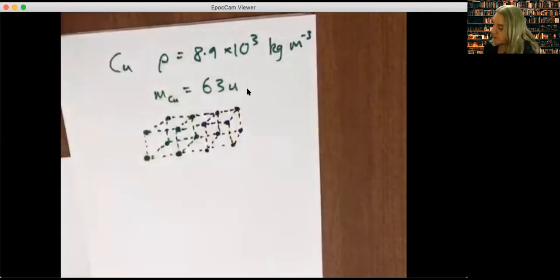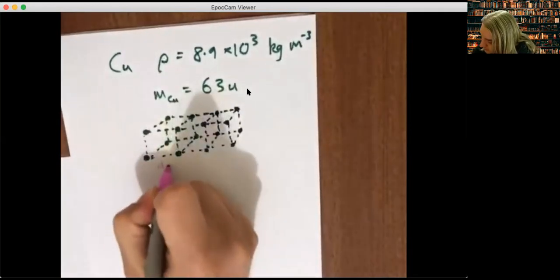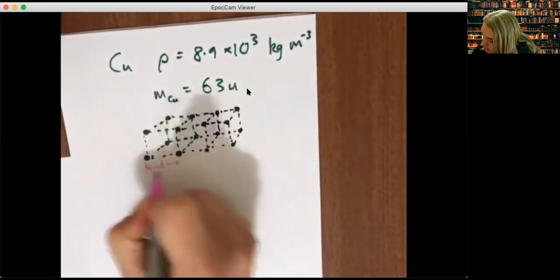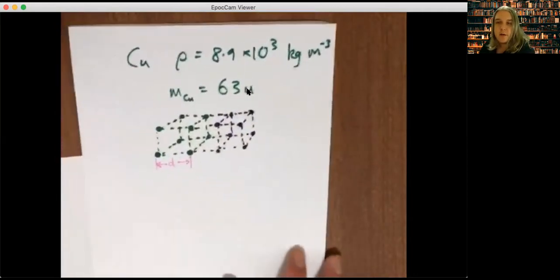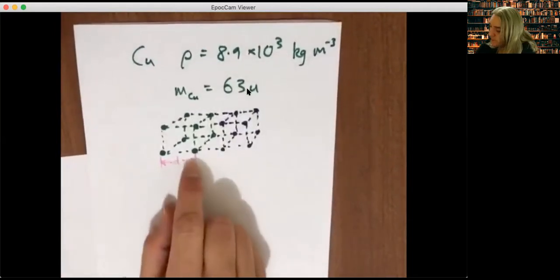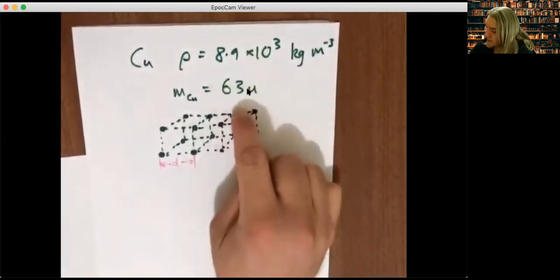And so the question is, what is this distance here? What's the distance from one atom to the next one? That pink doesn't show through very well, but hopefully you can tell that. Right, so we're trying to figure that out. And we've been given this information.